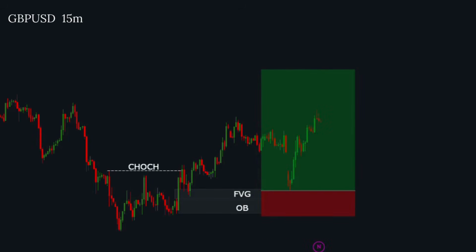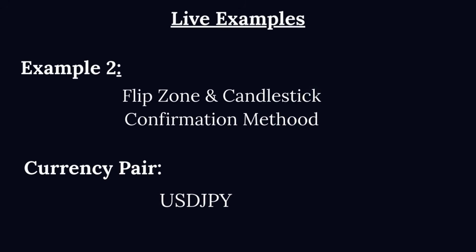However, because this setup is aligned with the higher time frame trend, you have the option to trail your stop and capture much more of the move, effectively letting the higher time frame momentum carry your trade further. Let's move on to example 2, where we apply the flip zone strategy.